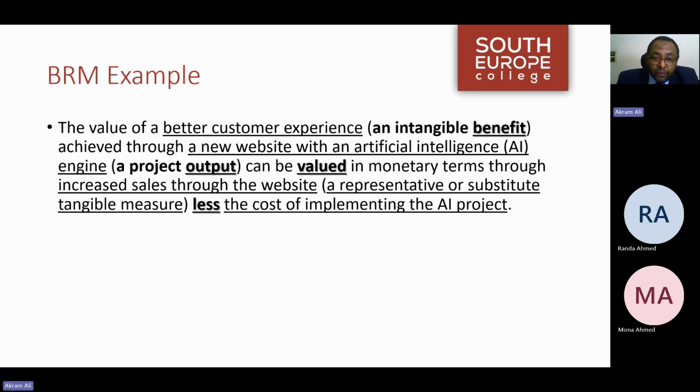This monetary value of the realized benefit could be converted into a tangible value by subtracting the cost of implementing the AI project from the increased sales value.